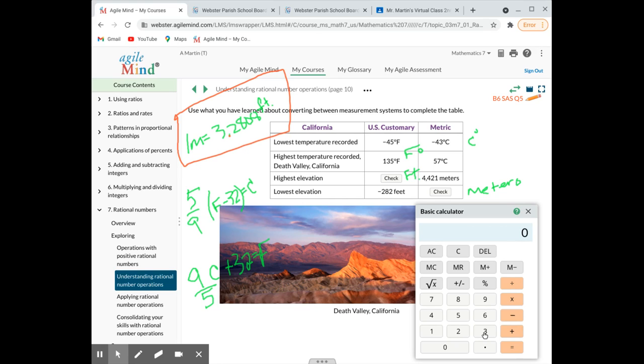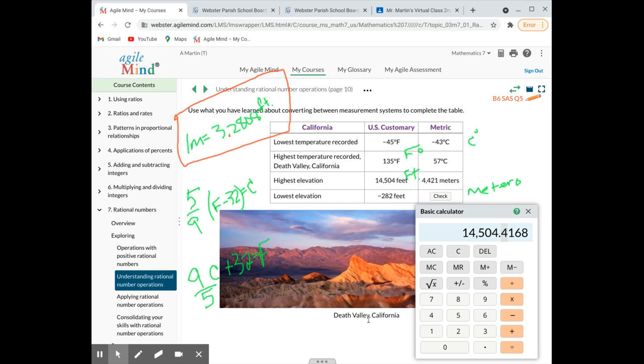Oops, I messed up. 4,421 times 3.2808. So we get 14,504.4. What's that going to round to in the nearest feet? Would it be 504 or 505? Everybody can speak up. Come on. 504. Yes, 14,504. Perfect.